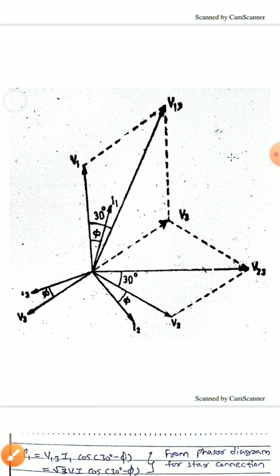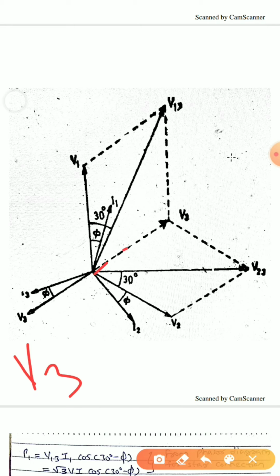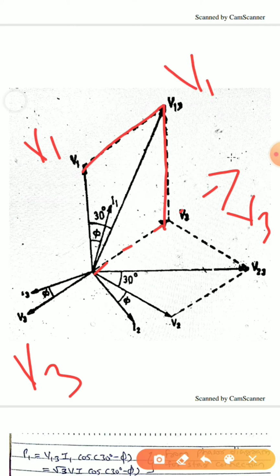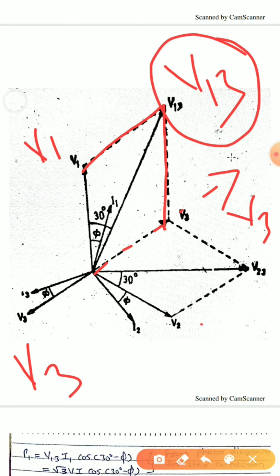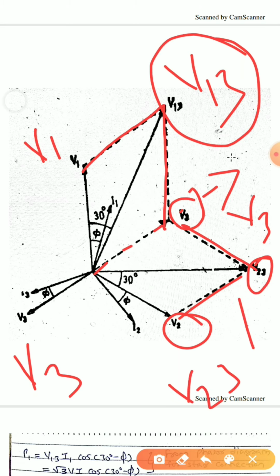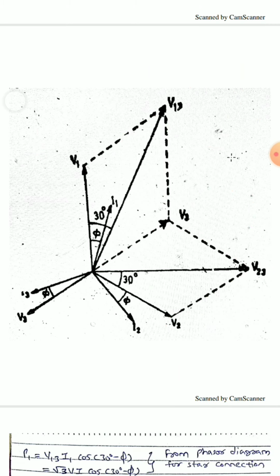Now if I have to find out V13, what I will do, this is V3. So in its opposite direction I will take V3. This is V1. Now the sum of V1 and V3 gives V13. That is the phasor sum. For V23, this is V2 and V3, that is the opposite direction of V3. Now the phasor sum of both these gives me V23. So this is V23, this line is V13.